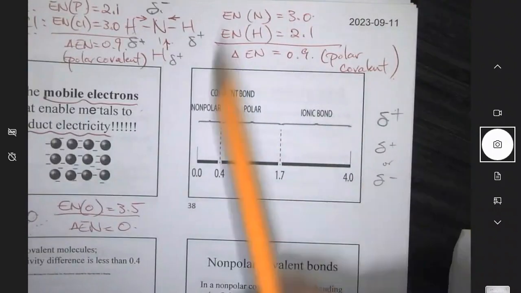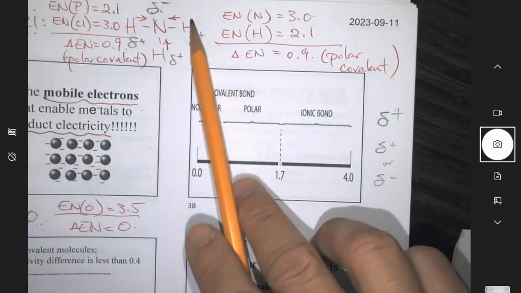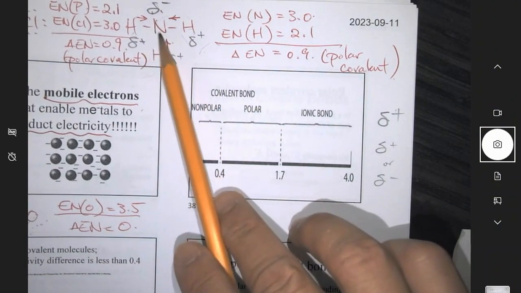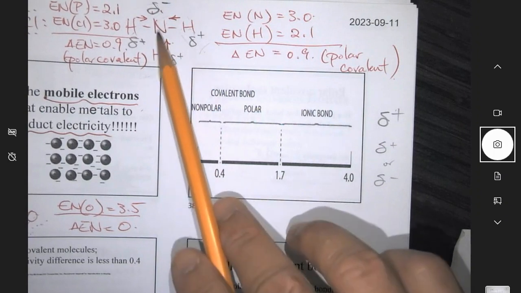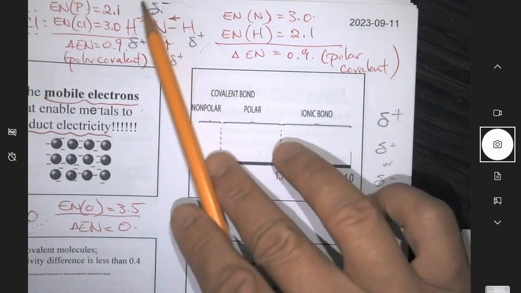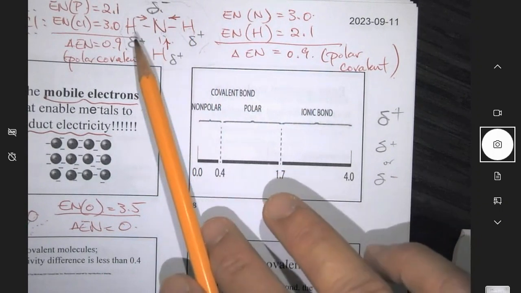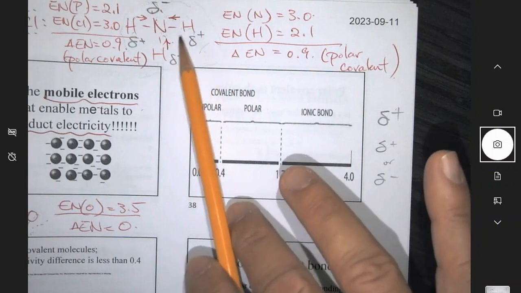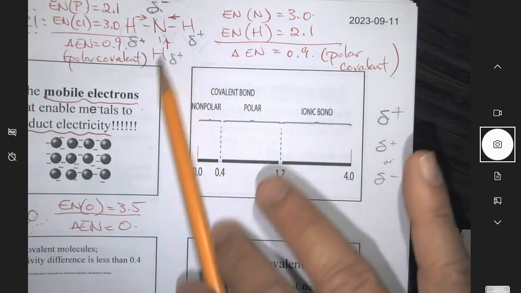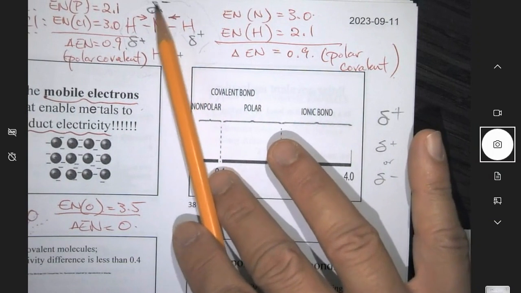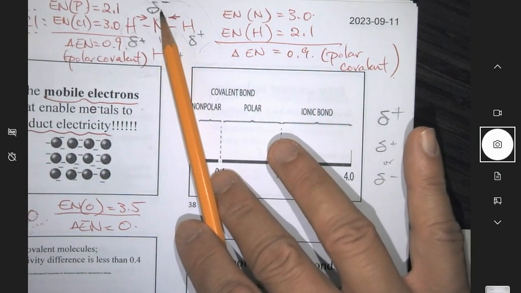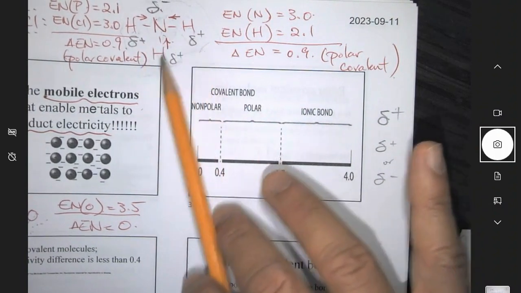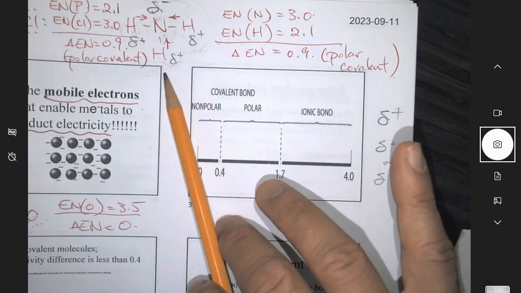So let me repeat this again. Because in NH3 the electrons are closer to the nitrogen than toward the hydrogen, even though overall the whole molecule is neutral, inside the molecule the electrons are closer to nitrogen than hydrogen, so the nitrogen will be partially negative or slightly negative, and the hydrogens will be partially positive. Are we good?